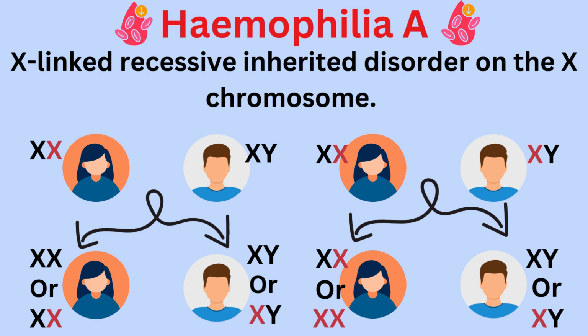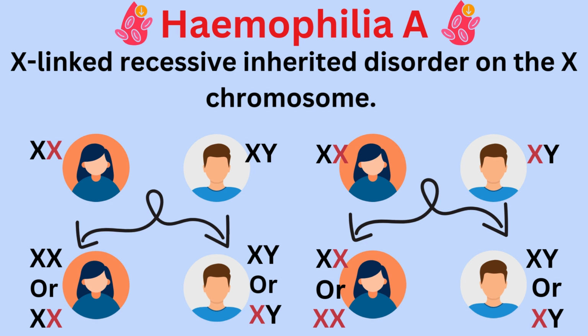But if the mother is a carrier and the father is affected, then the father can pass it on to his daughters, and one of the daughters can either be a carrier or one of them can be affected, while the son cannot be affected or cannot even have the disease at all.